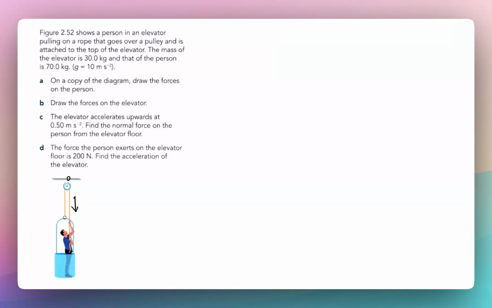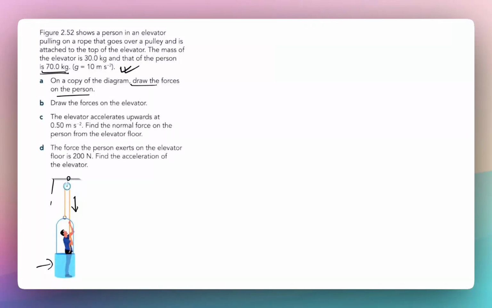The mass of the elevator is 30 kilograms. So this elevator, the whole elevator, is 30 kilograms. And the person weighs 70 kilograms. Okay, and the g we have to take as 10 meters per second square. Draw the forces on the person.